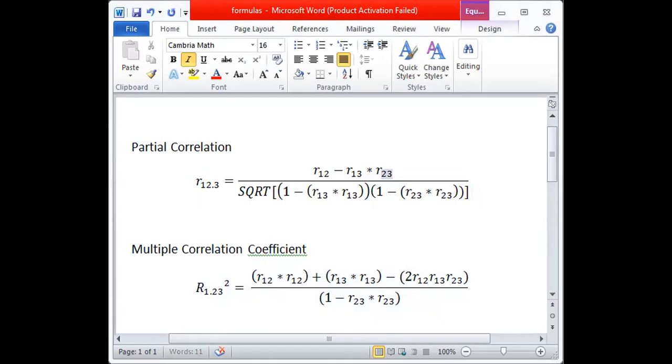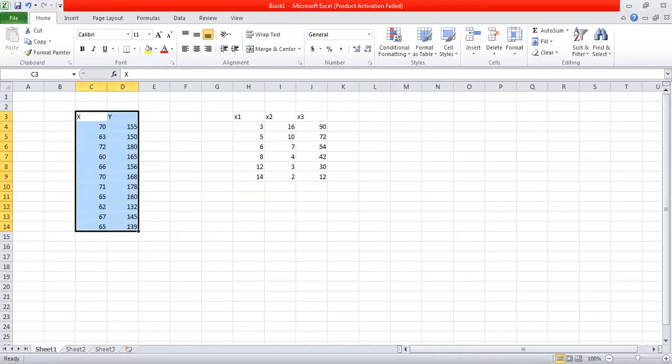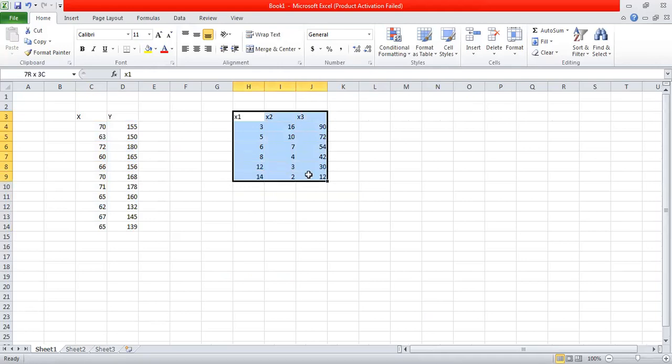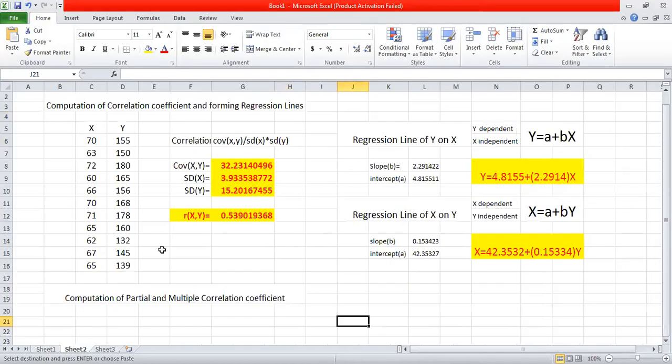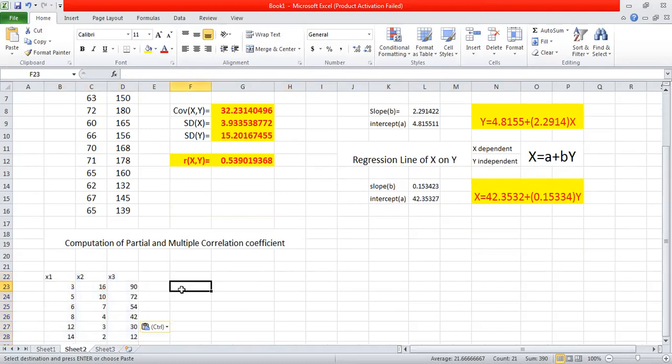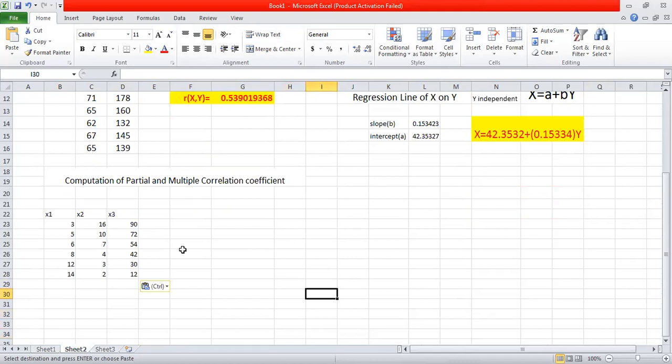So now we'll see the problem. First, we'll copy the question. Basically, we have done different types of problems. In our questions in the theory part also, we have done questions where R12, R13 and R23 values were directly given. But here the values are not given, so we have to find R12, R13 and R23 first.